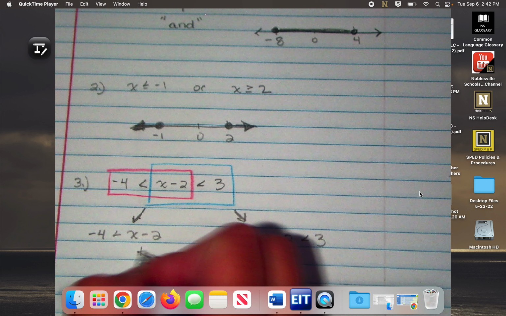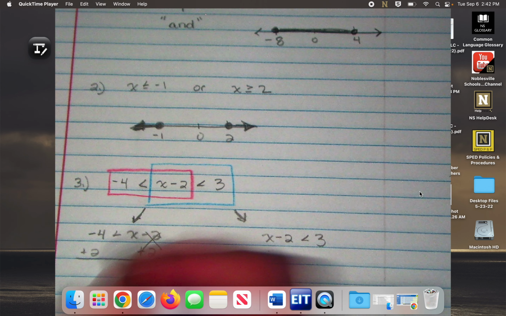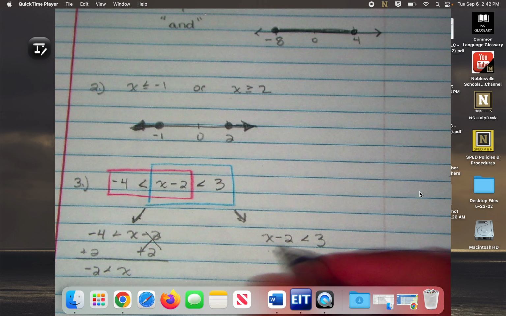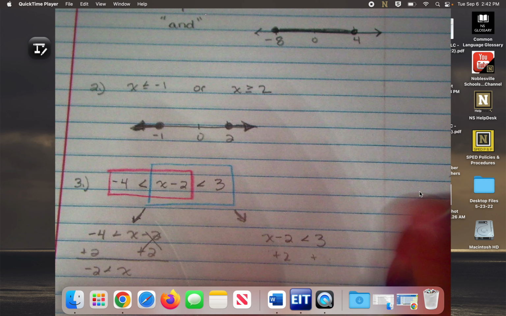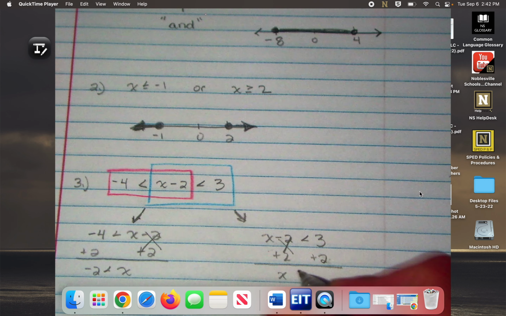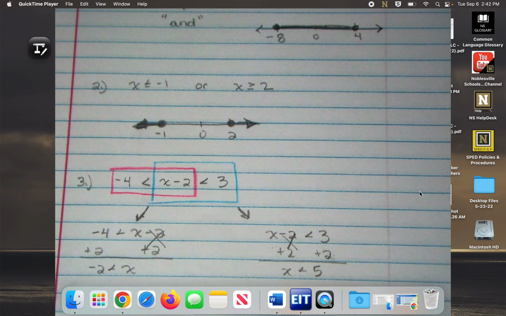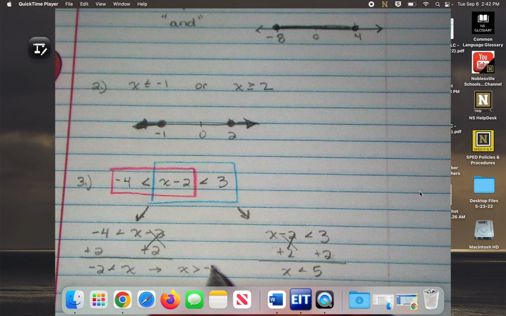So then I would use my inequality solving rules. -2 is less than x. X is less than 5. You guys know I'm going to rewrite this as x is greater than -2, just because that's my preference.